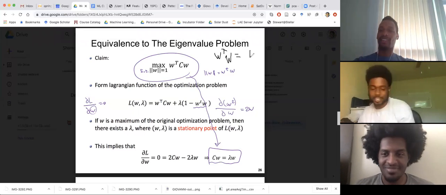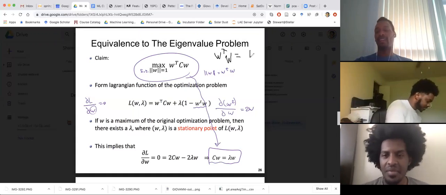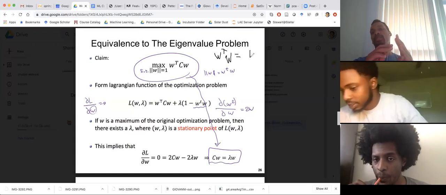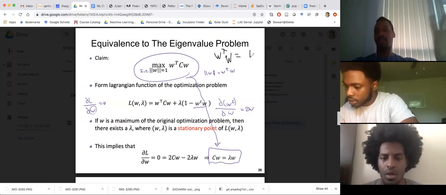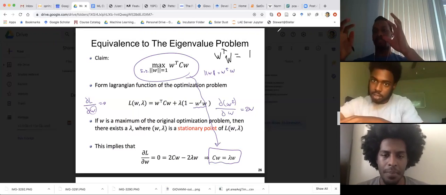Let me put my mouse in. All right. Basically you just want to set it equal to 0. So you bring the w transpose w to the other side and set it equal to 0, and that is your constraint equation.